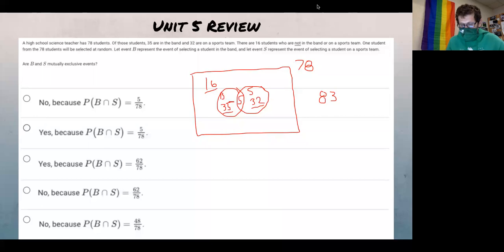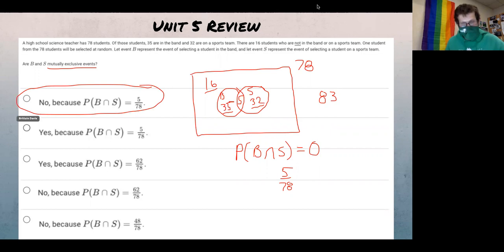So what we need to do is add this up. We can add up all the probability, but then subtract away the students who are involved in both. And the more important thing for this particular problem is that these are not mutually exclusive events. They're only mutually exclusive if the probability of band and sports has to be 0. But that's not the case, because we see 5 out of 78 students are in both band and sports. So they are not mutually exclusive because of that reason.